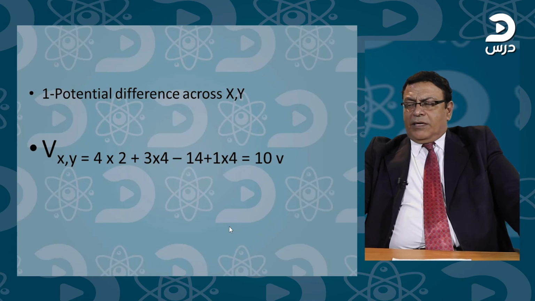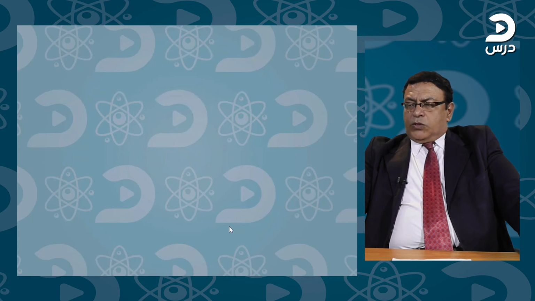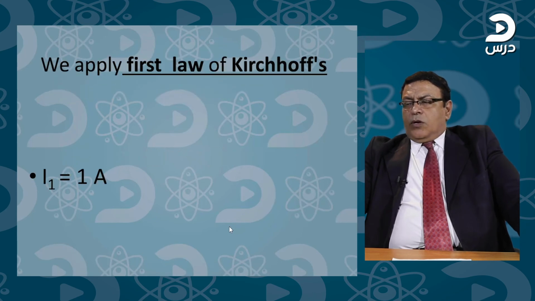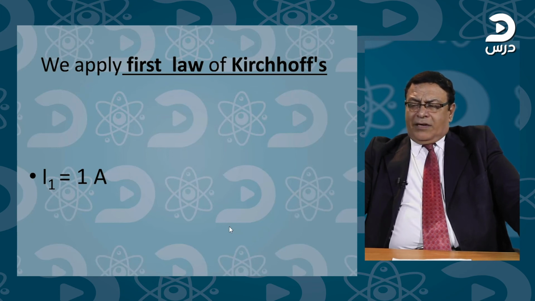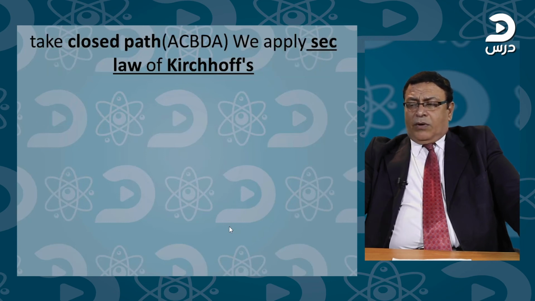negative 14 plus 1 multiply 4 equal 10 volt. The last resistance here was 4 ohm. So we apply first law of Kirchhoff. So I1 plus 3 equal 4. We can say I1 equal 1 ampere.